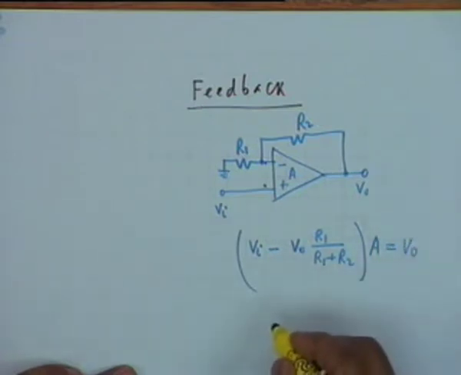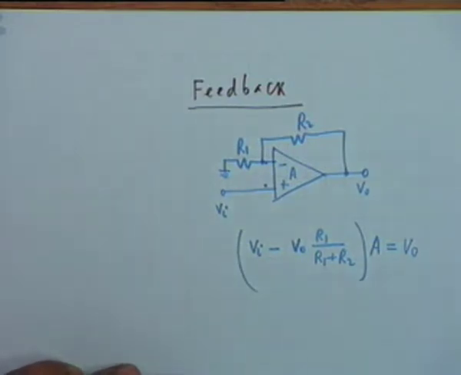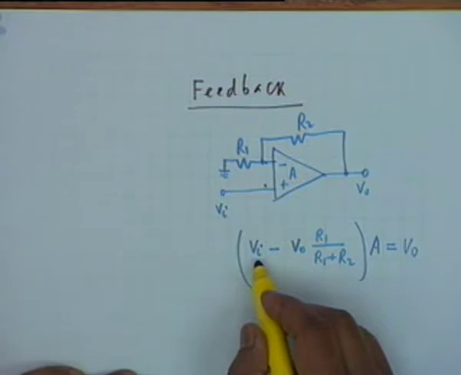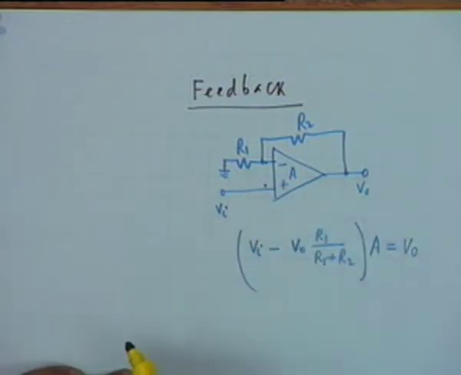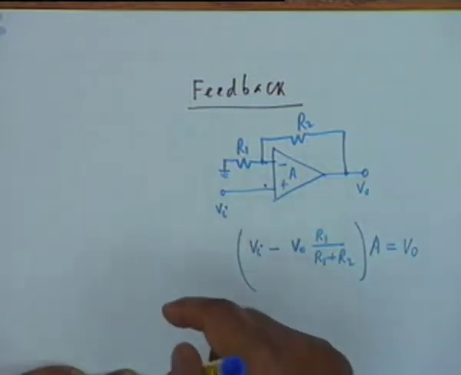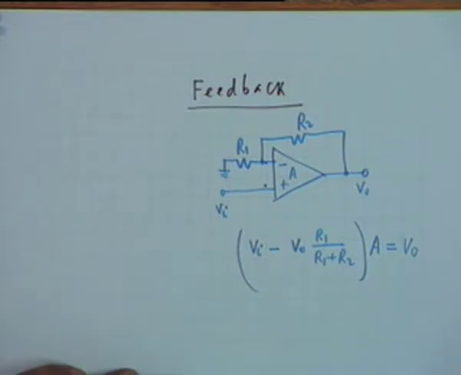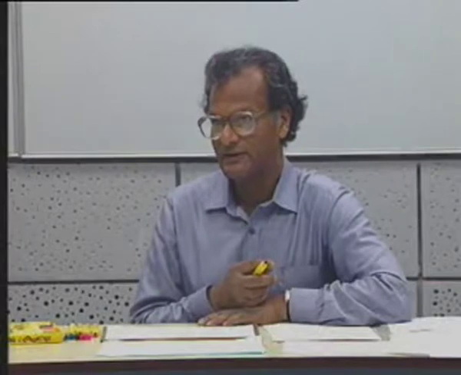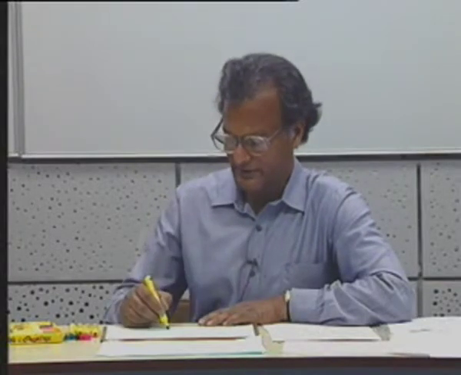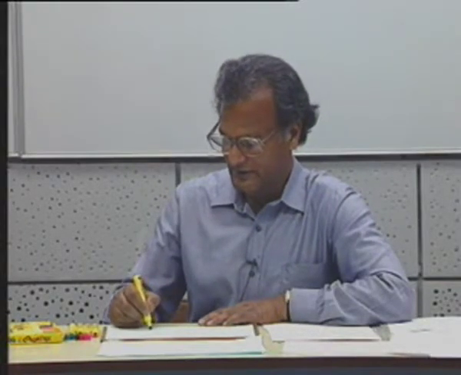V0. And the kind of feedback that exists here is negative feedback, because the actual voltage applied to the input of the op amp is less than what is actually applied. All right. If the input had increased, then we would have said positive feedback. So this is negative feedback.